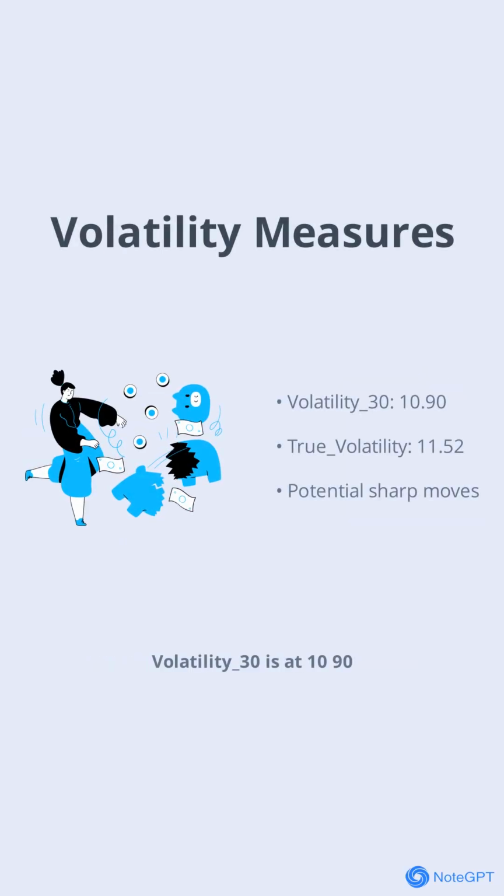Volatility 30 is at 10.9, and True Volatility is 11.52, both indicating that ONDS is experiencing above-average price fluctuations. Volatility Breakout is at 1.3, suggesting the potential for sharp moves. High volatility can create opportunities for traders but also increases risk, so it's important to adjust position sizes accordingly.